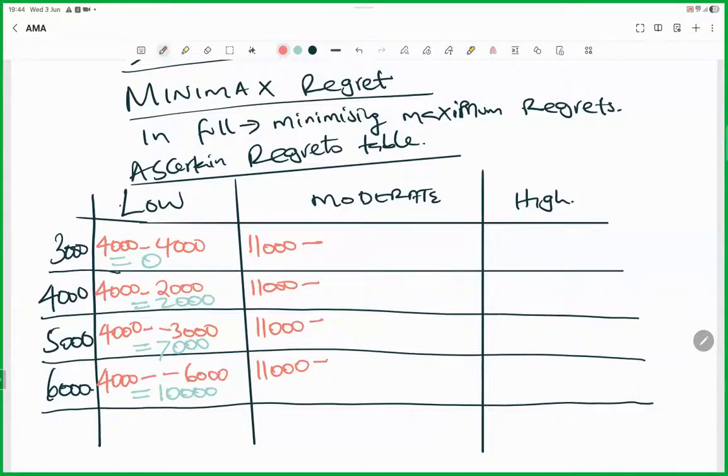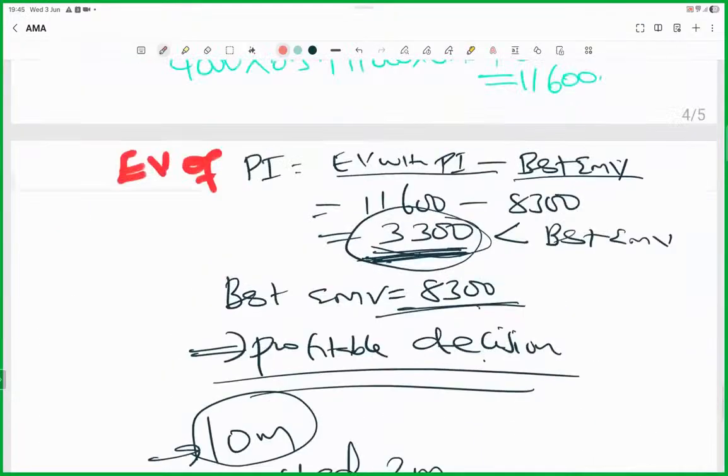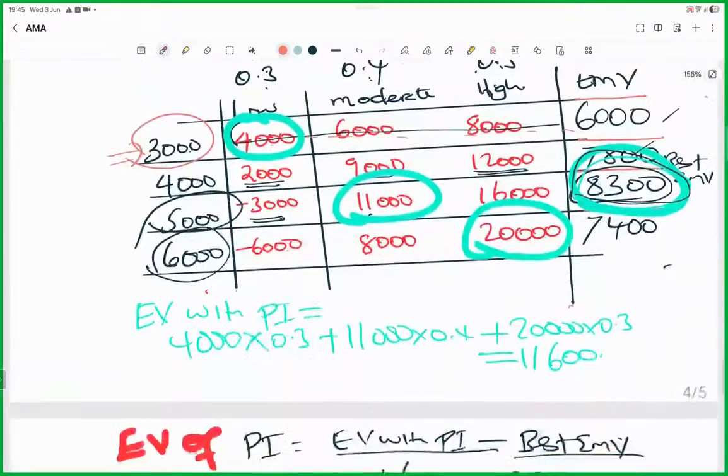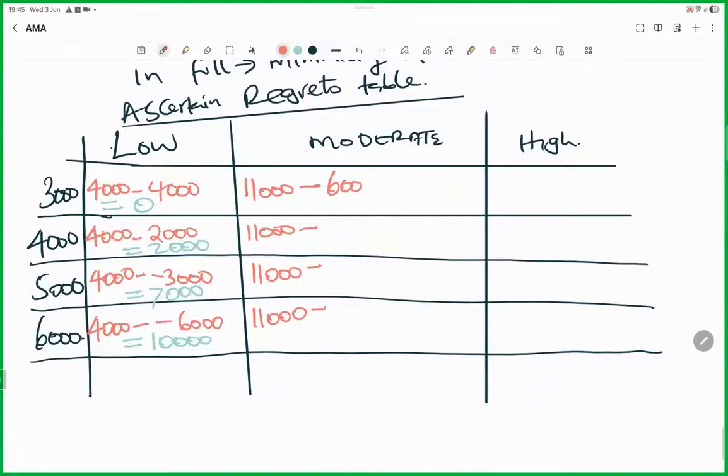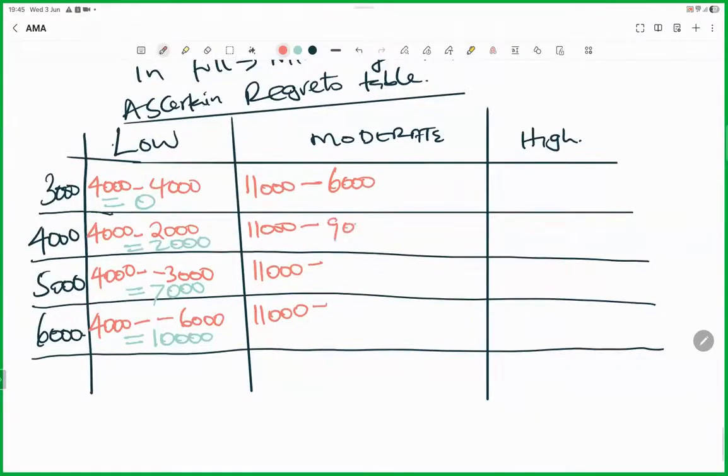And then from there, we less the now existing payoffs, isn't it? Less existing payoffs. Are you able to see them? 6,000, 9,000, 11,000, 8,000.